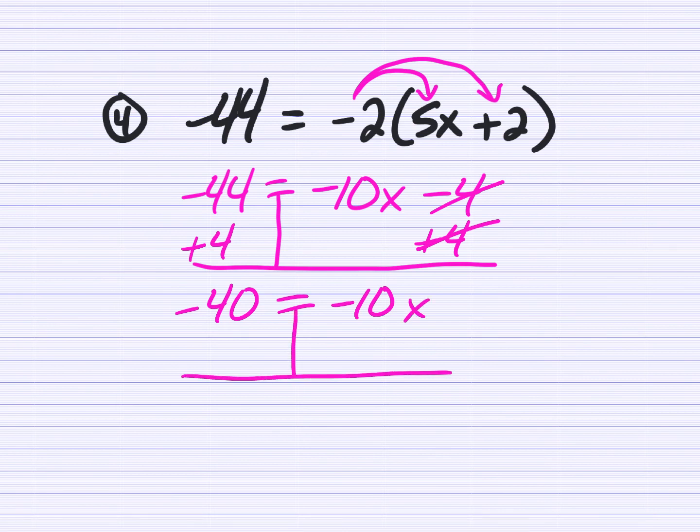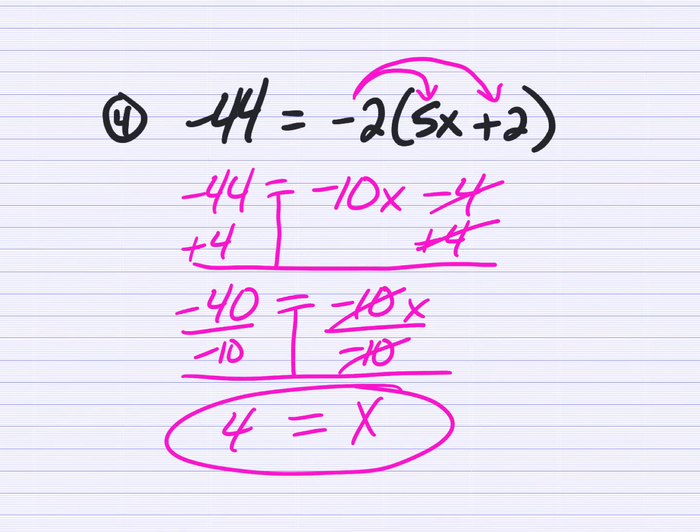Now again, we have to keep going until the x is all by itself. So now I'm just looking and saying, well, what's on the same side as the x? Negative 10. That negative 10 is multiplying. The opposite of multiplying by negative 10 is dividing by negative 10. So on the right-hand side, I get the x all by itself, bring my equal sign straight down, and on the left-hand side, negative 40 divided by negative 10 is positive 4. So this one, I got one solution, and that solution is 4.